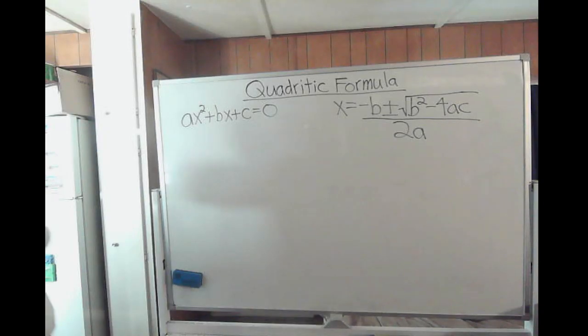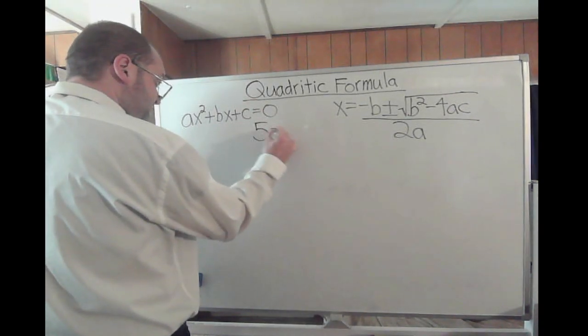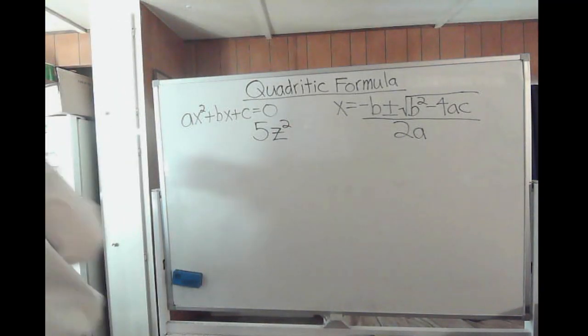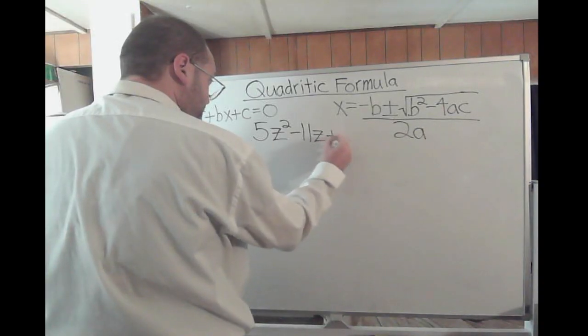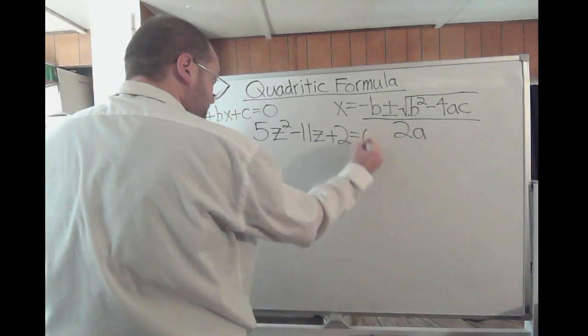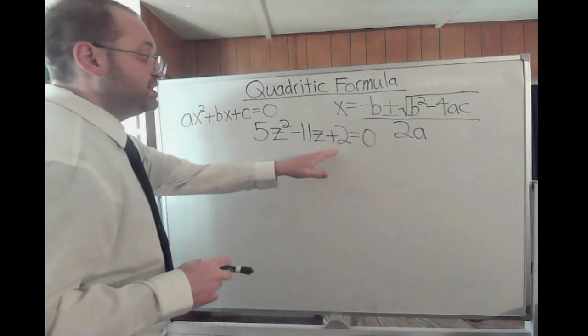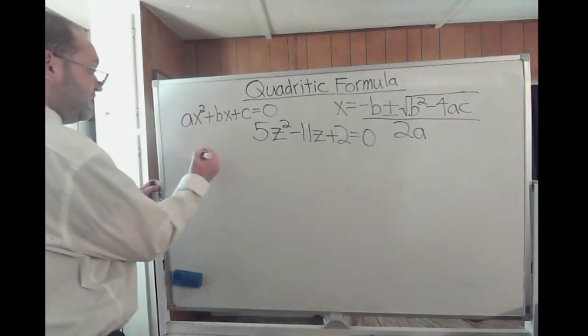Alright, let's see. We have 5z squared minus 11z plus 2 equal to 0. So we've been given 5z squared minus 11z plus 2 equal to 0. Well, let's do our quadratic formula here.